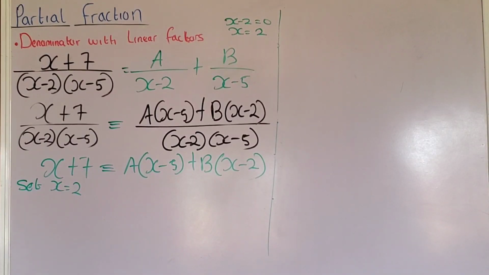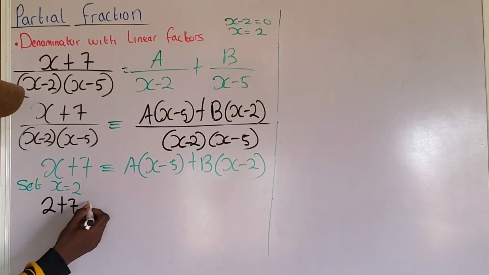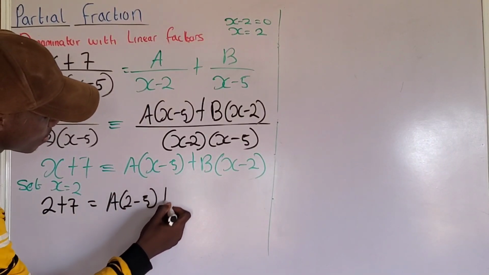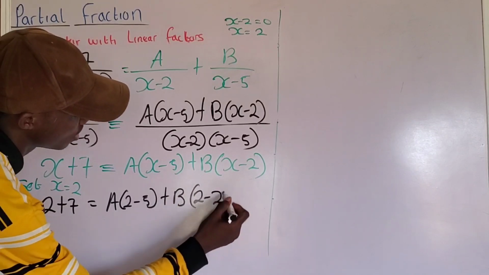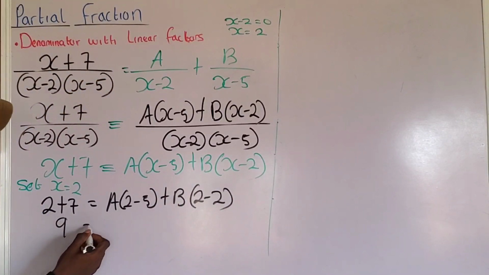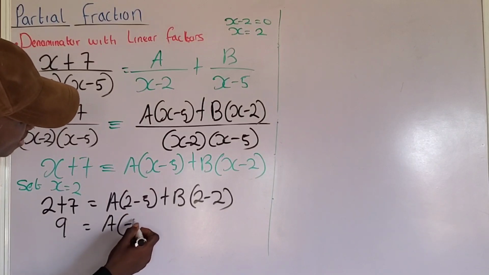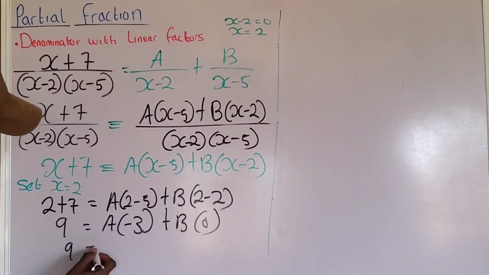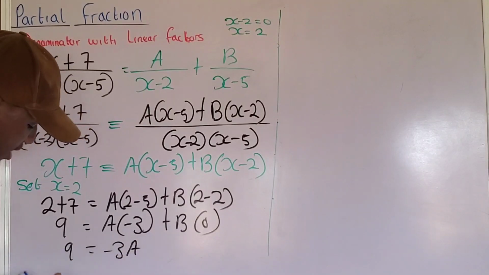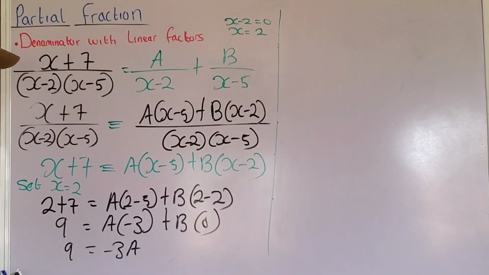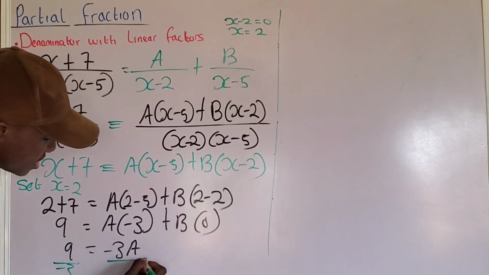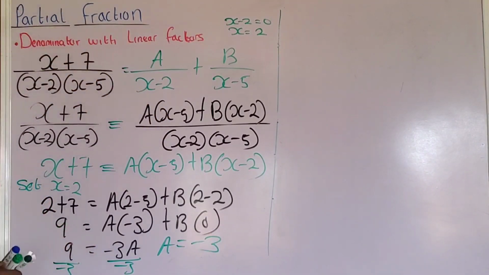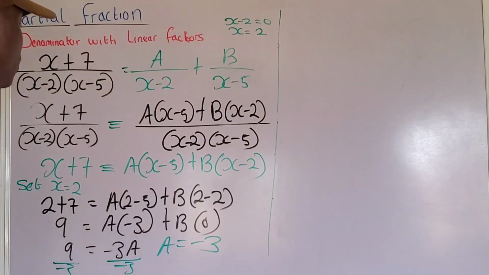If you set x equals 2, you're going to have 2 + 7 = A(2 − 5) + B(2 − 2). 2 + 7 is 9. 9 equals A multiplied by −3, plus B multiplied by 0. So 9 equals −3A. To get the value of A, you have to divide this by −3. So I'm going to have this over −3 and this over −3. So A is equal to −3.